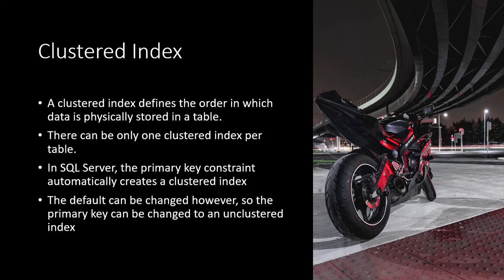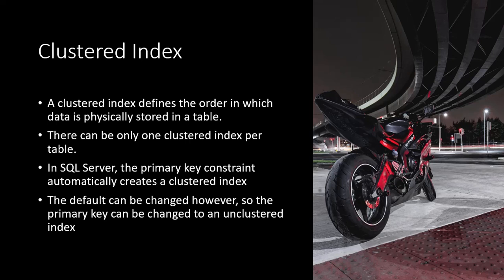So records or rows that have very similar values on the column where the index is will be stored physically close. Now, there's only one clustered index per table, and if you think about it, that's about the only way you could do it, because you can't physically have things in multiple locations. So you put a row in a single location and cluster it on one column.